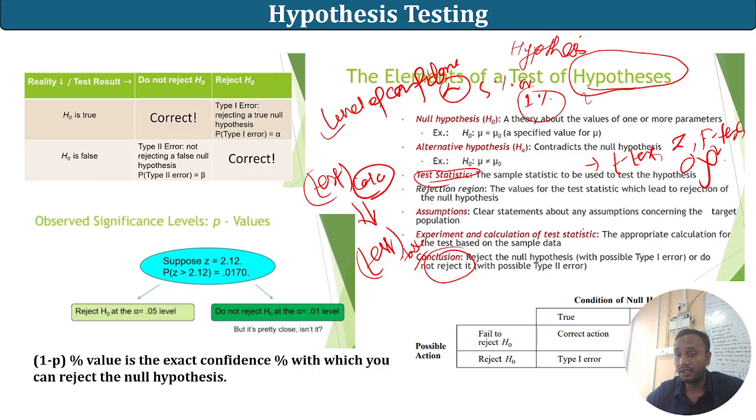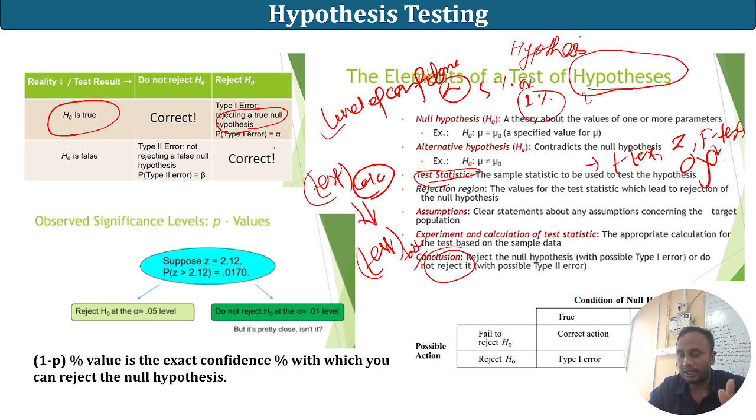Can anyone say what type 1 error and type 2 error are? I think we discussed it in the last class also. Type 1 error is rejecting a true null hypothesis. The reality is that it is true, there was no difference, but we claimed that there is a difference. So we are making a false claim, over-claiming. And type 2 error is when H naught is false and we did not reject it. We missed the opportunity. That becomes the type 2 error.